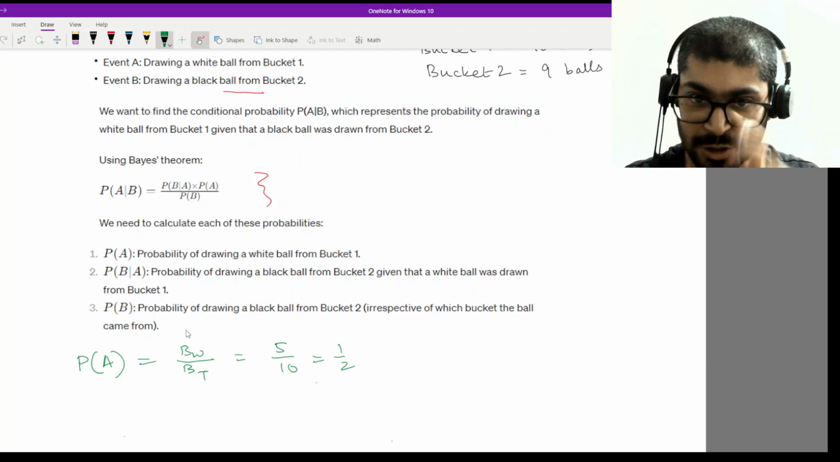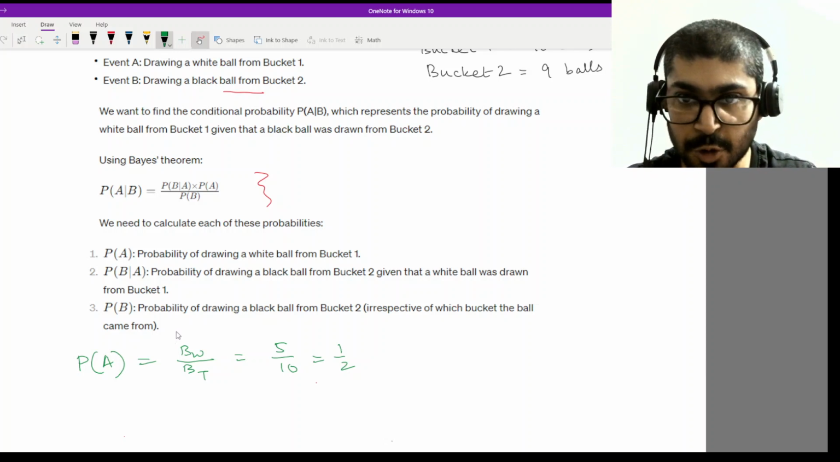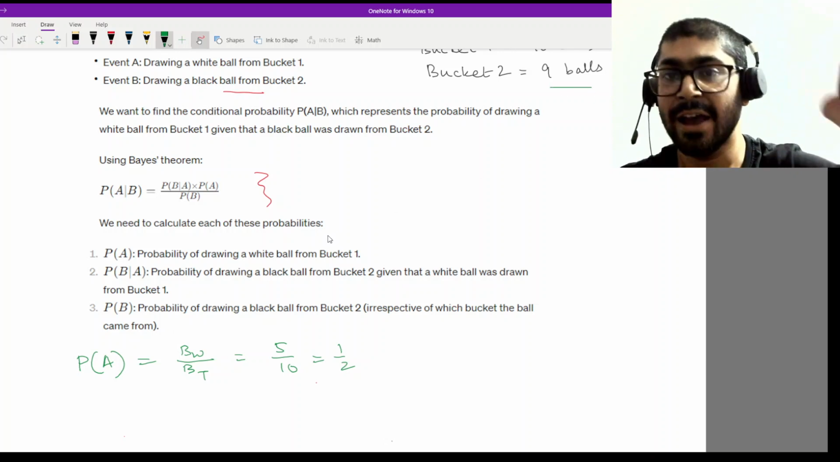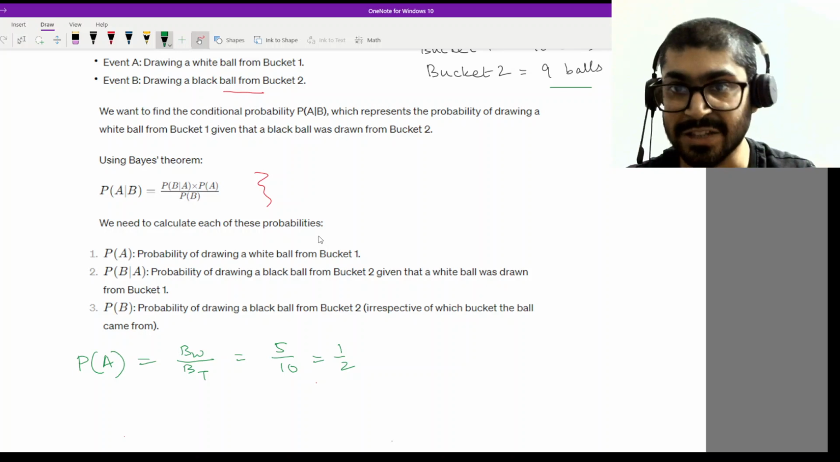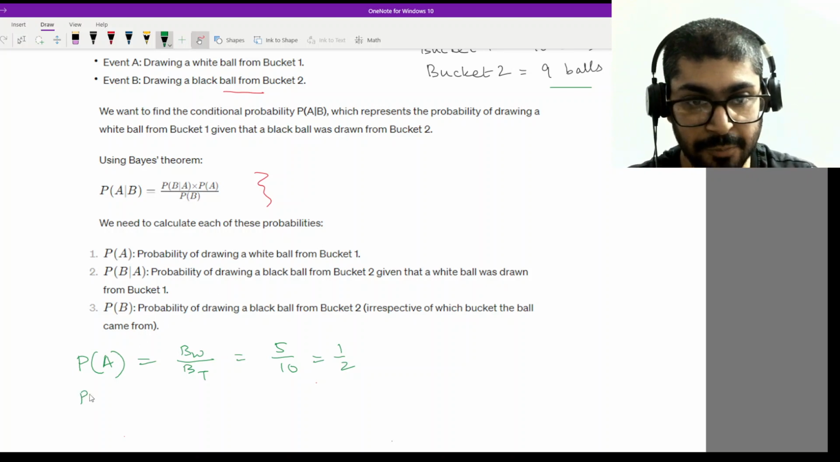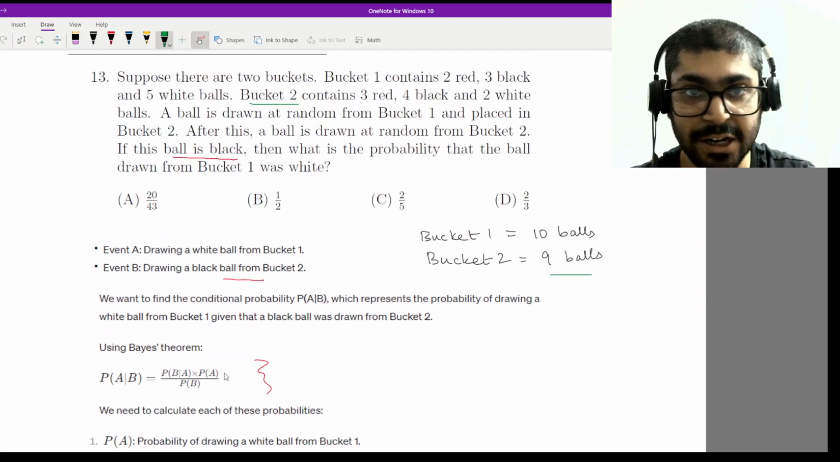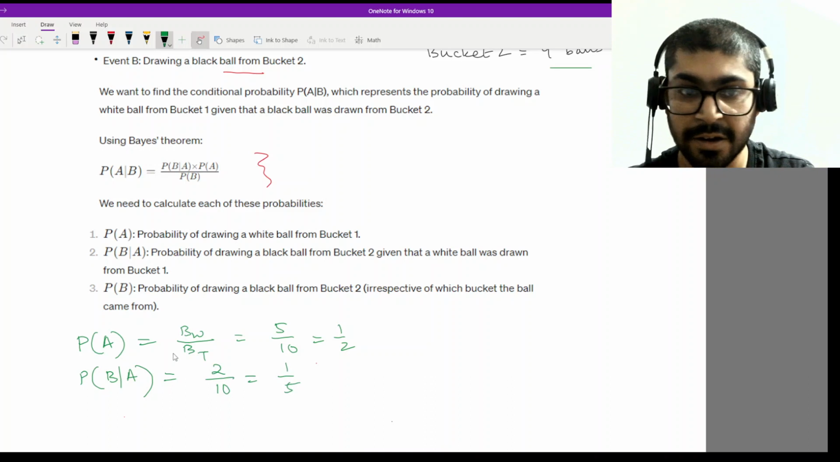Now a white ball was drawn from bucket 1 and put into bucket 2. So the new number of balls in bucket 2 is 10, right? 9 were there previously. Now you have drawn a white ball and put it in bucket 2. So the total number of balls will now change to 10. So the probability of B given A, what is the number of white balls originally? 2, right? And you will have a total of 10 balls now, so this is 1 by 5, right?